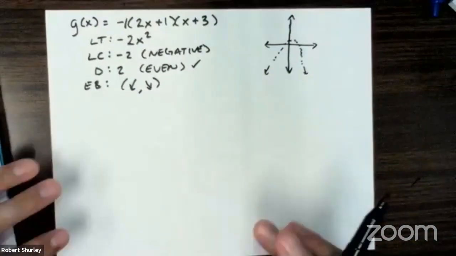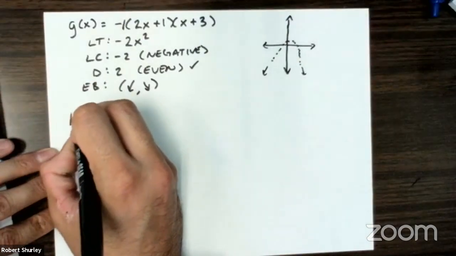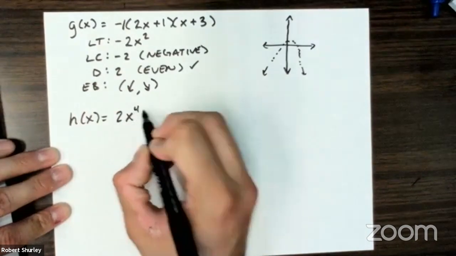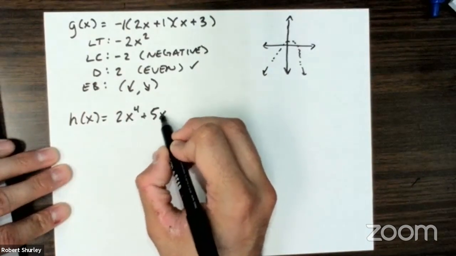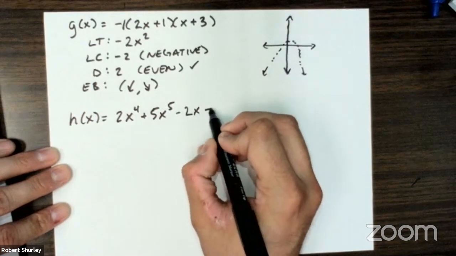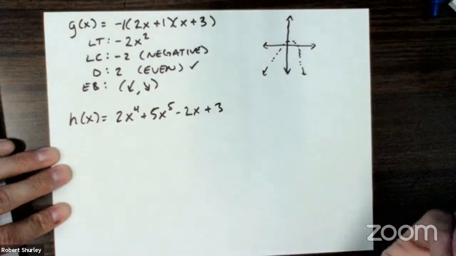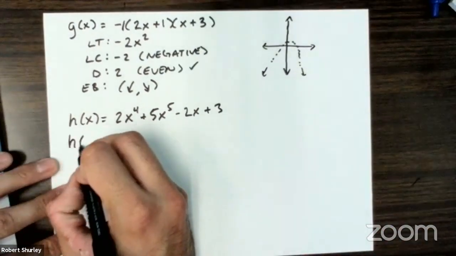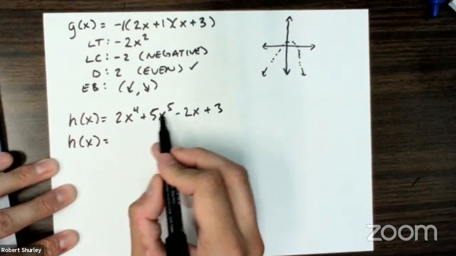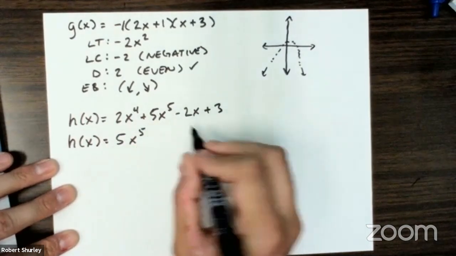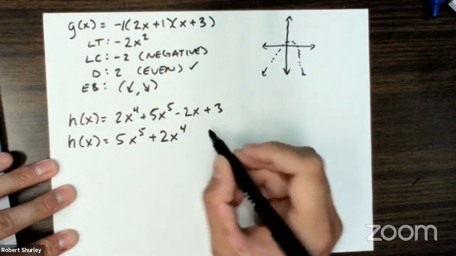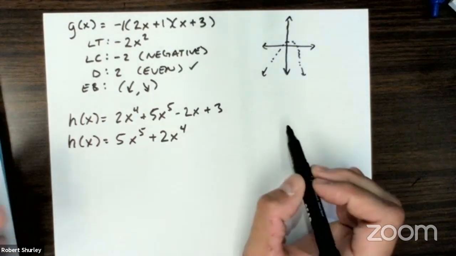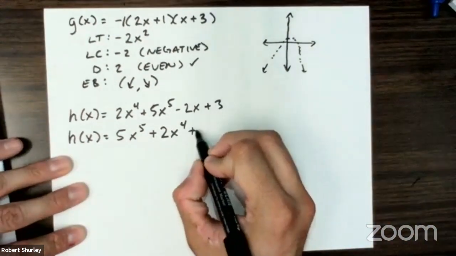So if we have an odd degree, let's say we have h of x equals 2x to the fourth plus 5x to the fifth minus 2x plus 3. Okay. Now I'm going to write this in descending order because you need to understand that that's not the leading term here. The leading term is really 5x to the fifth. Then it would be 2x to the fourth. Now there's no cube term. You can write this in descending order with missing terms. There's nothing wrong with that.